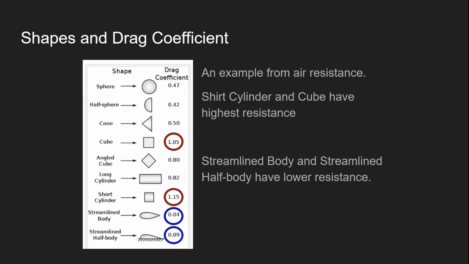the cube, and actually the short cylinder was the highest coefficient. And the streamlined body and streamlined half body are the lowest and second lowest coefficients. The example is from air resistance, but we could also consider this for water resistance and wave resistance. The short cylinder had the highest resistance, and the streamlined body and streamlined half body had the lower resistance. I guess you guys are doing really well.